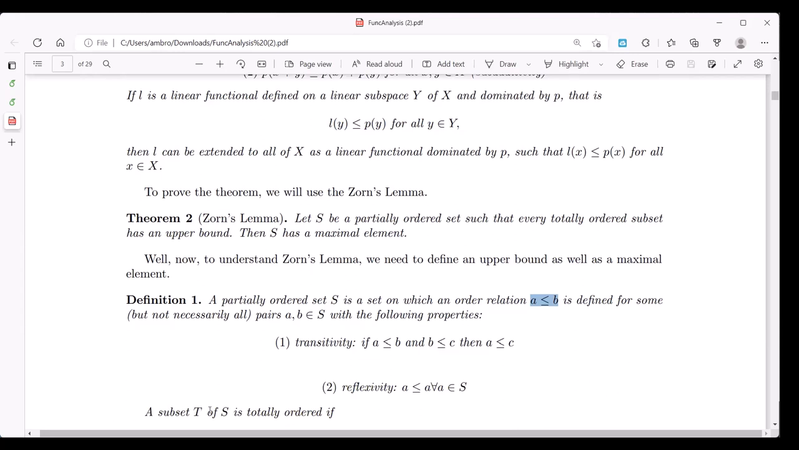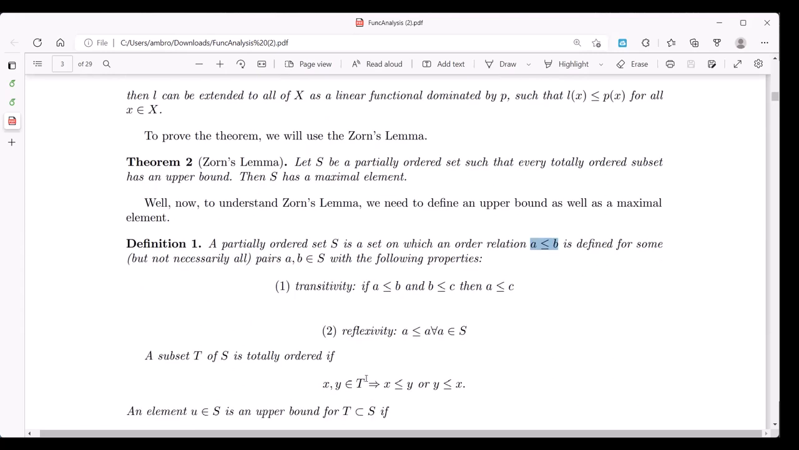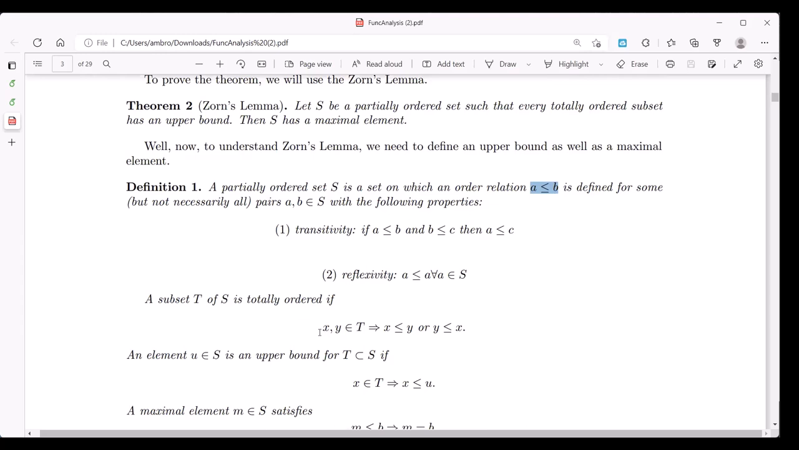Now, a subset T of S is totally ordered if for all X and Y in T, you can compare them. So you have either X less than Y or Y less than X. Now, an element U of S is an upper bound for T if, when X is in T, then X is less than U. U is in S, not necessarily in T, but it's an upper bound for T if it is greater than all elements of T. That's an upper bound.